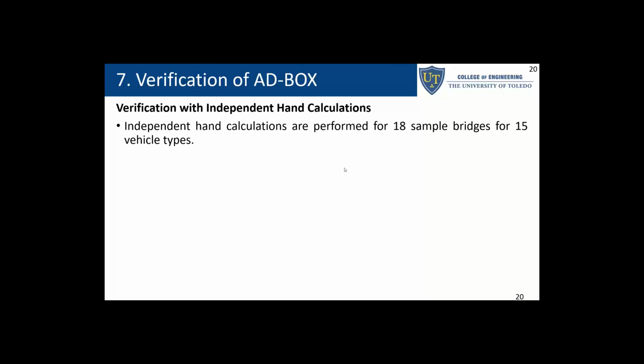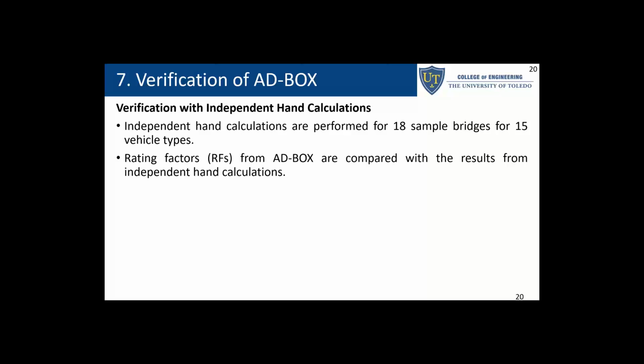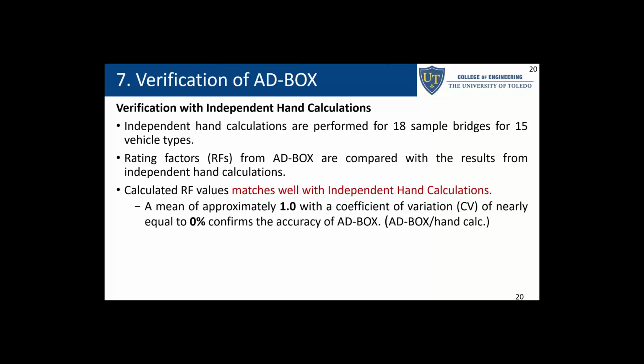So let's look into the verification with independent hand calculations. Verification with independent hand calculations is performed for 18 sample bridges with 15 vehicle types. Rating factors from AdBox are compared with the results from the independent hand calculations. The calculated RF values from the independent hand calculations match well with the RF values from AdBox. So we found pretty good results. We found a mean of approximately 1 and a coefficient of variation of almost 0%.